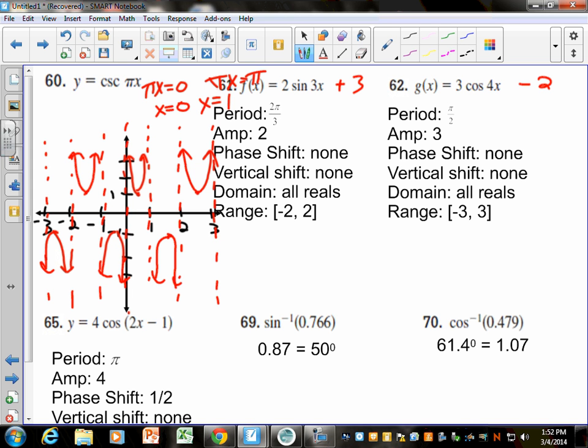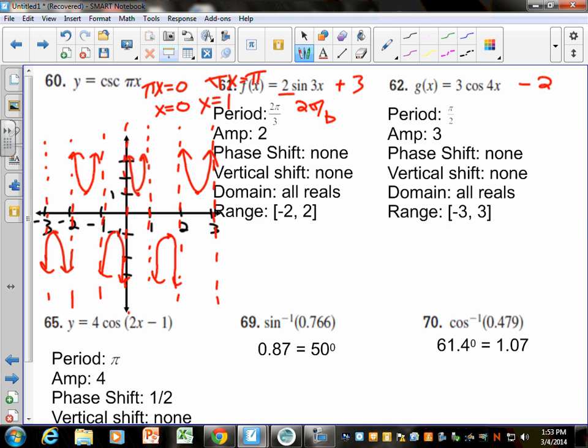Someone asked me yesterday about the domain and range. I'm not going to make you find the domain and range, but for sine and cosine, the domain is always all real numbers because there are no asymptotes. It's a smooth curve. And the range is actually pretty easy because the range is just your amplitude, negative, positive, right? Like you do range every time you make your graph. You know the high and the low, which is why they asked you that. But period, you've got to know.